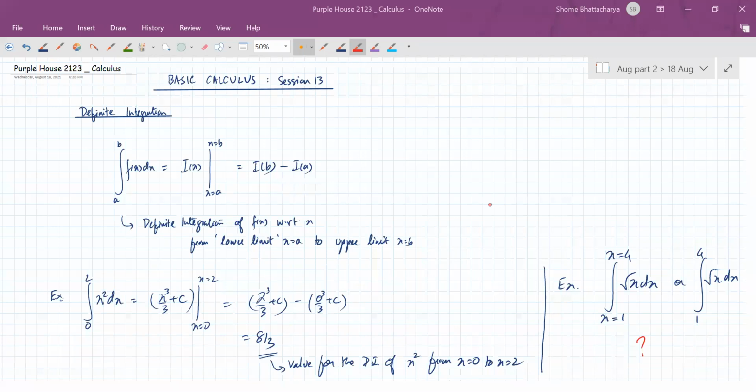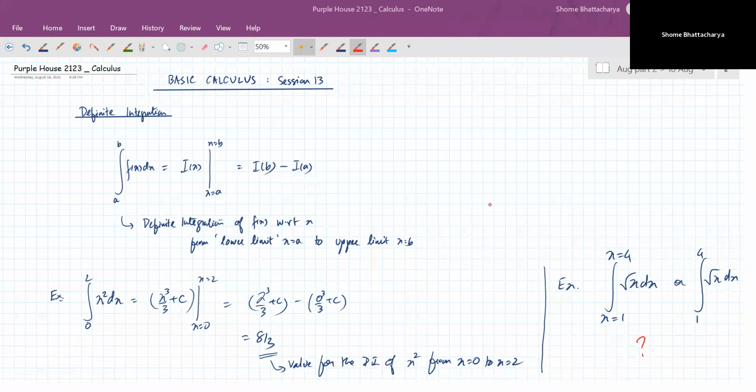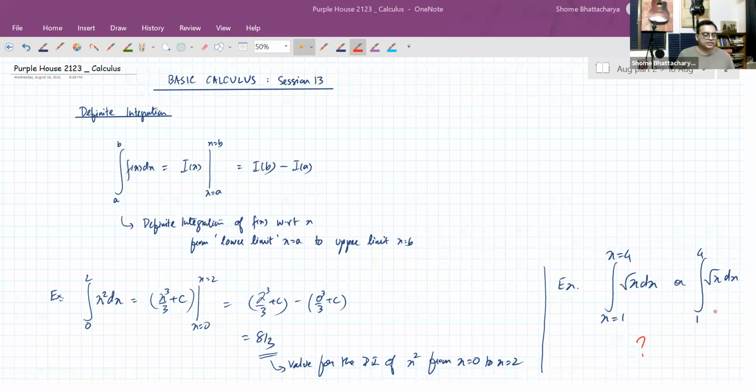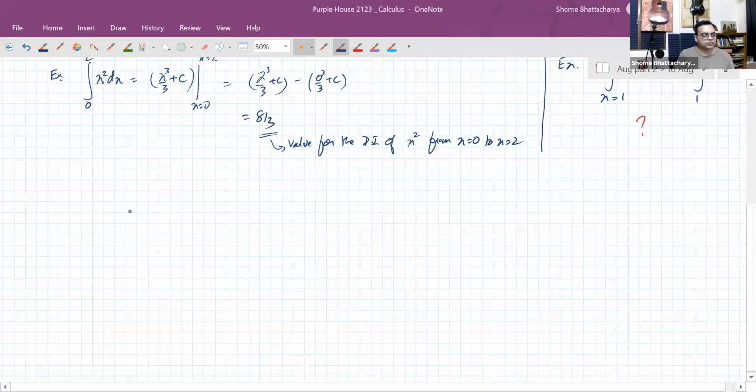Okay, so let's go through this. First of all, what is the indefinite integration of root x? It is x to the power 3 by 2 divided by 3 by 2 plus c, or 2 by 3 x to the power 3 by 2 plus c.